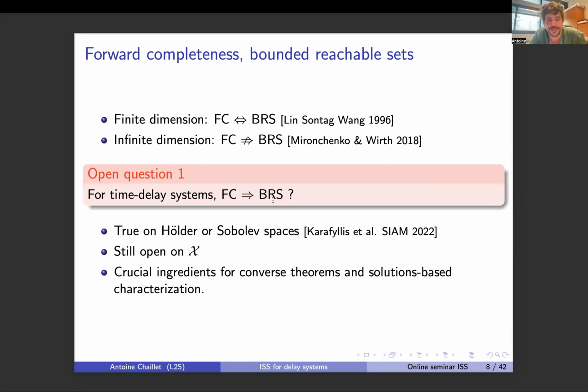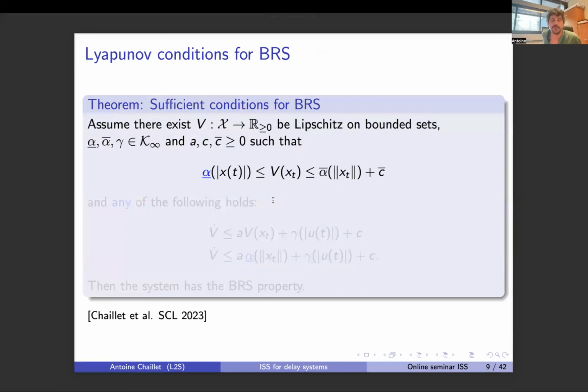That's the point. Okay, so anyway, there are some ways to ensure this bounded reachable set property in practice, and I want to mention this Lyapunov-based result. It requires a function V that is Lipschitz on bounded sets, and that is sandwiched between, on the left, the current norm of the solution, so x of t, a pointwise value, and on the right by the full state supremum norm, possibly with a positive term. We don't care so much. We don't require V to be 0 at 0, in particular.